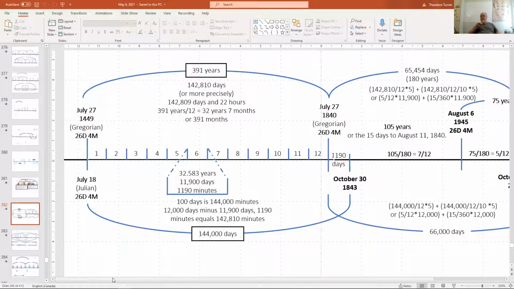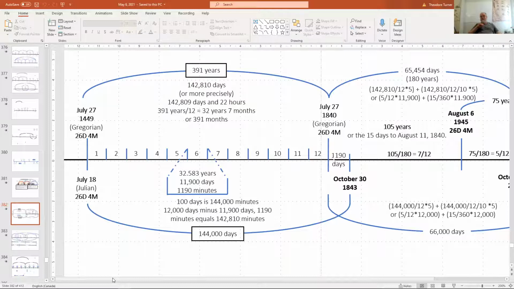So this comes from the prophecy of Revelation 9, Josiah Litch's prophecy. And this period of 391 years, from July 27th, 1449 to July 27th, 1840, is a particular type of period. That is, it's not just something random. It's an alignment of the solar year with the biblical year. Now, the biblical year works in these cycles called the Metonic cycle.